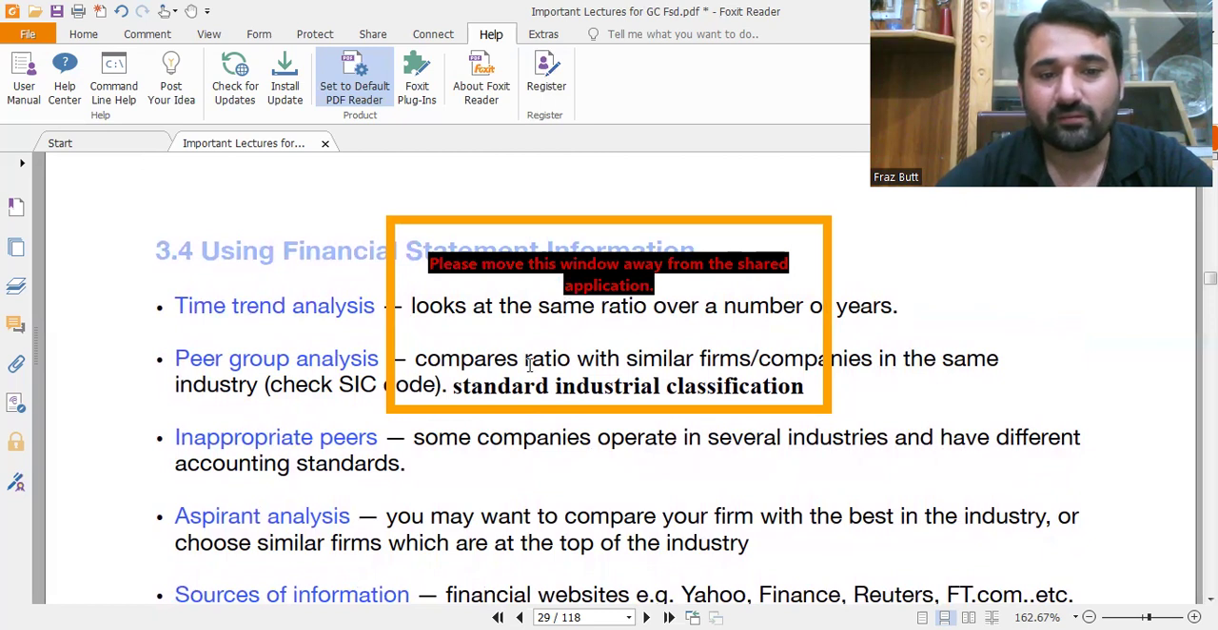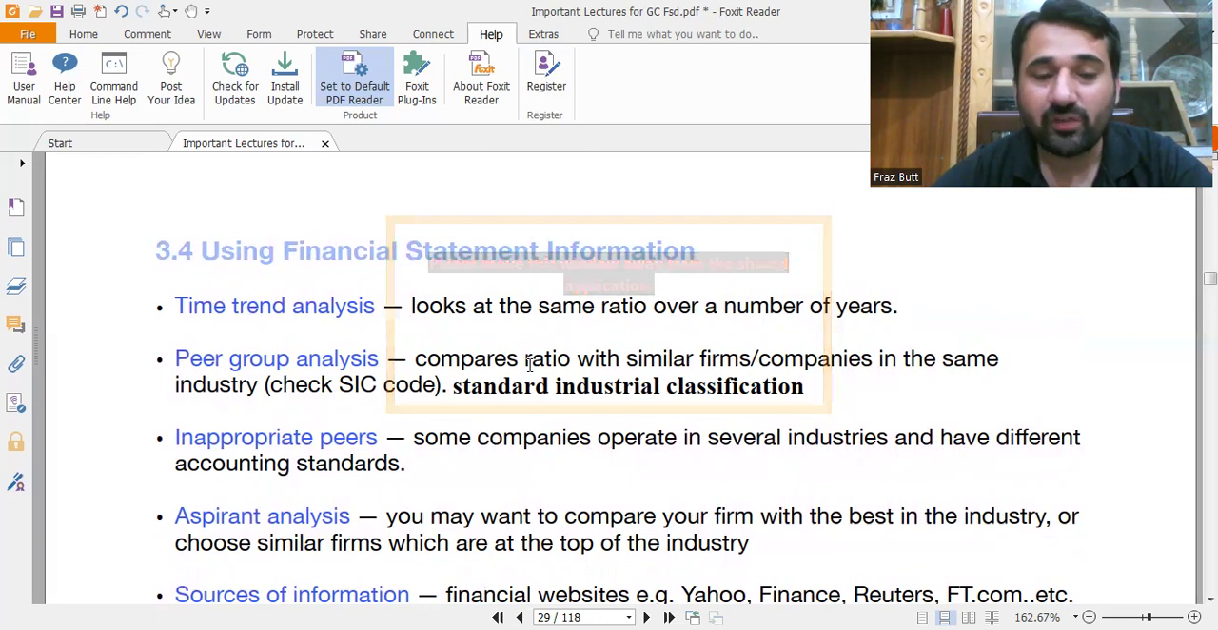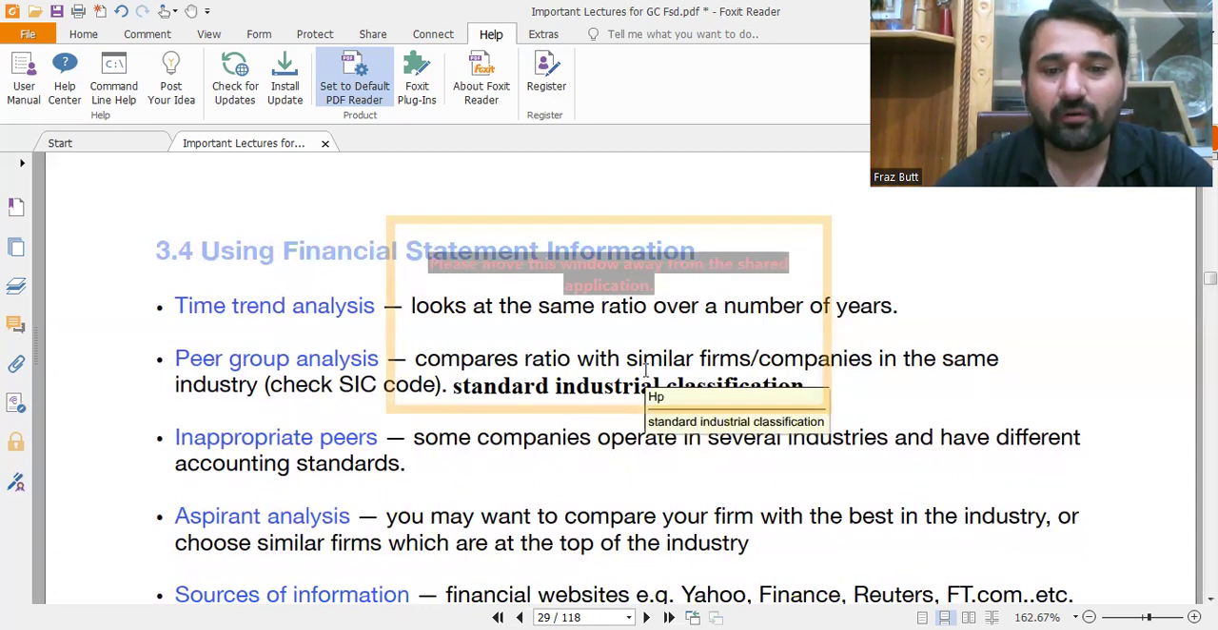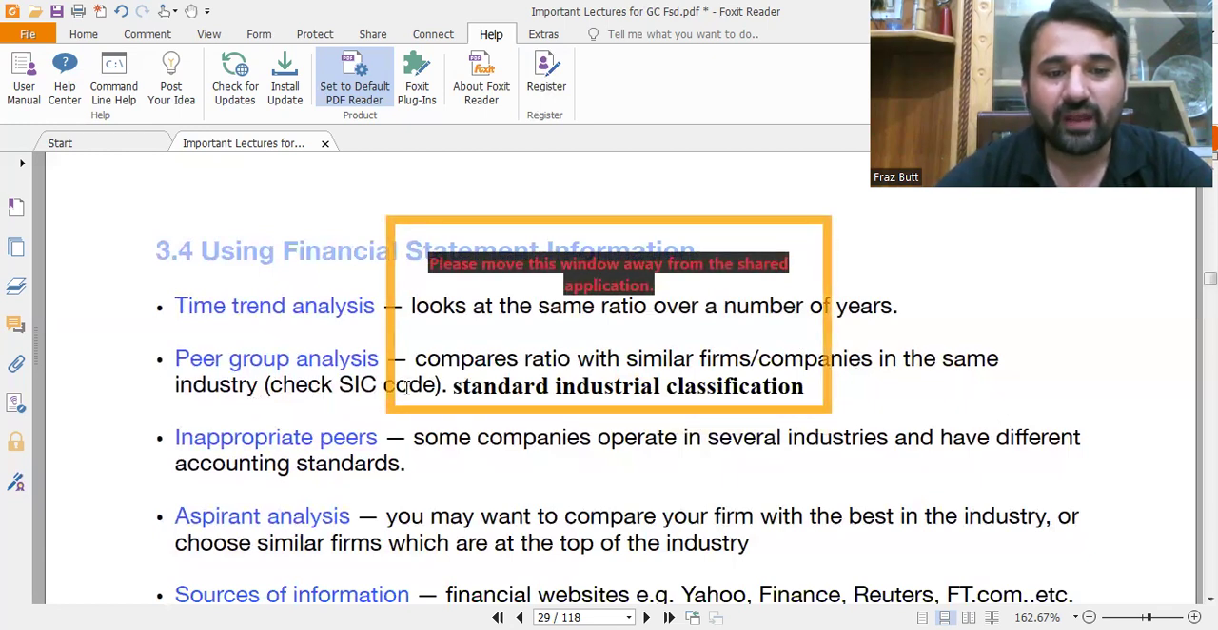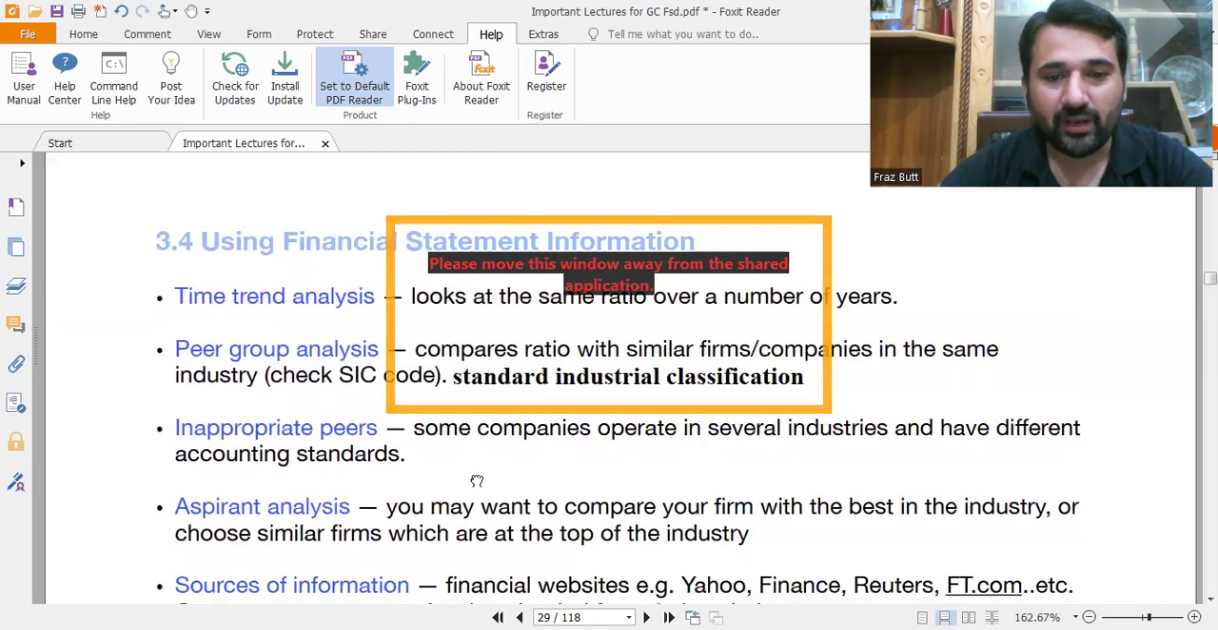Then peer group analysis. In peer group analysis, we analyze similar companies which are similar in their profit or in their manufacturing, or which are producing similar products to our company. We compare our ratios with those similar corporations in the same industry. And we check their SIC code. SIC code means Standard Industrial Classification, in order to make sure that we are comparing our company with similar operations holding companies.